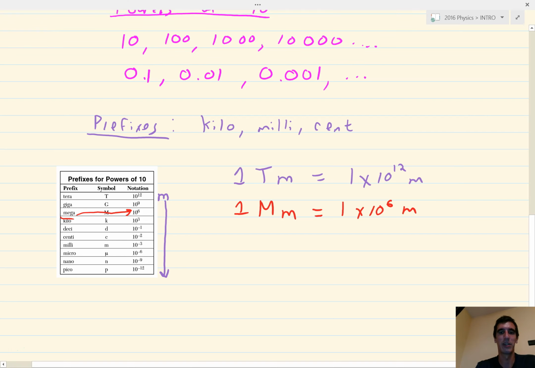So why don't you try this one on your own? Let's do centi. You should have gotten 1 centimeter is equal to, we go all the way over, 1 times 10 to the negative 2 meters.